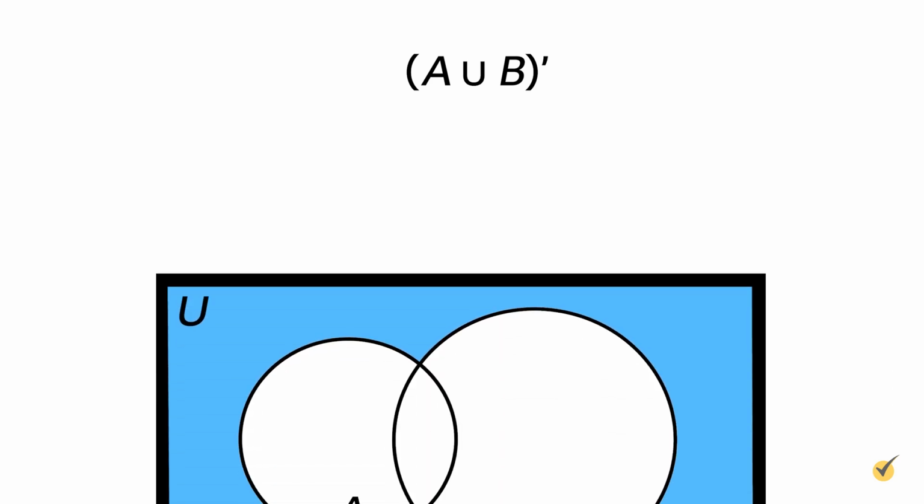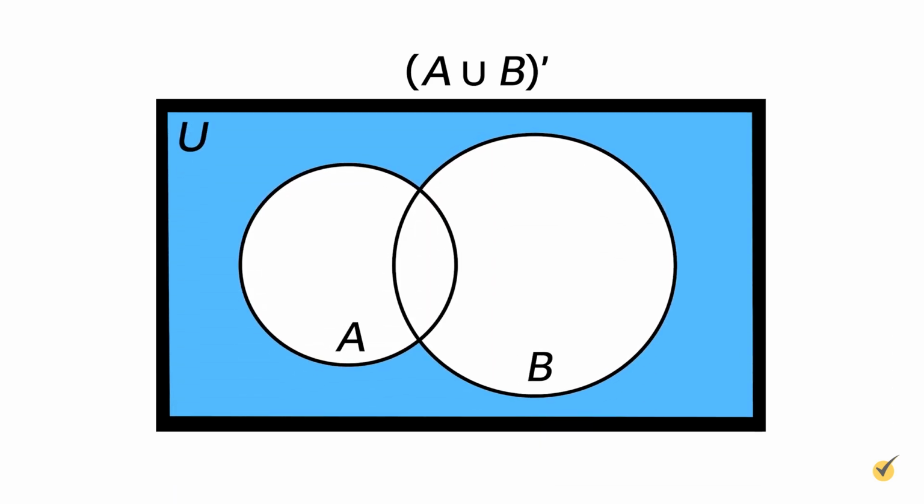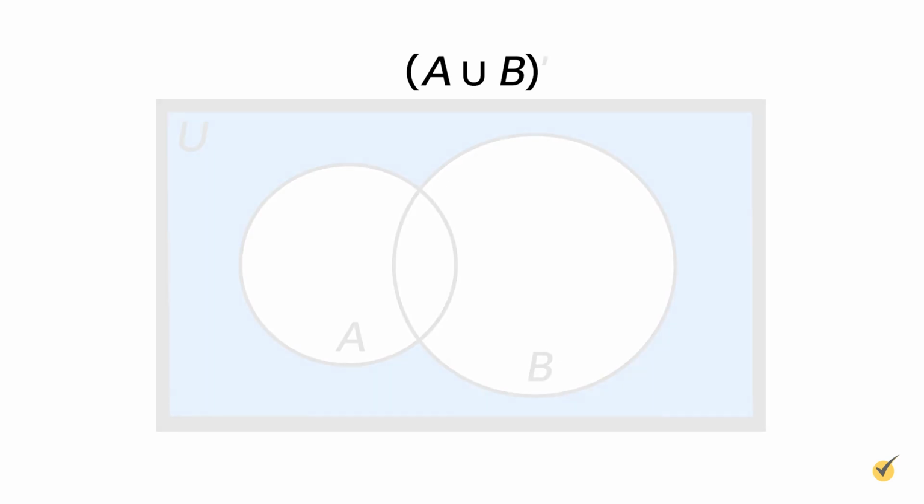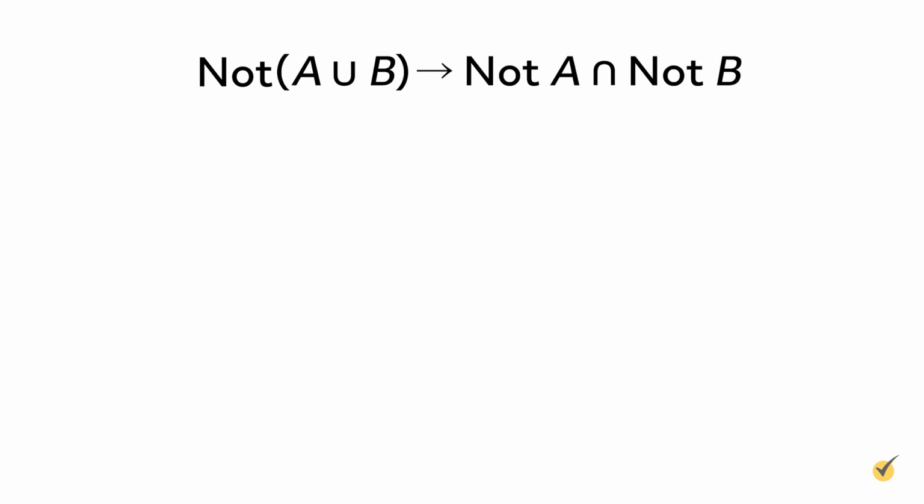Let's look at the next statement of De Morgan's law. Consider the complement of A union B. We know that A union B is everything in A with everything in B. So the complement of this union is everything that's outside of A and outside of B. As with the previous statement of De Morgan's law, we can rewrite the complement of A union B as not A union B. Then we can distribute the not by changing the union to an intersection. So the complement of A union B is equal to the complement of A intersect the complement of B.